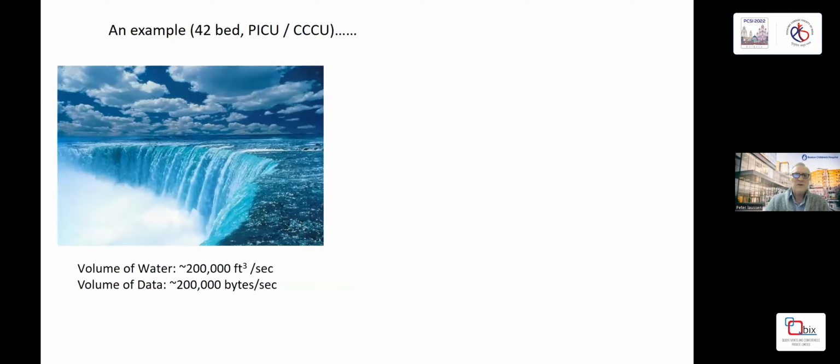How much do we collect in terms of waveforms in the predictive sense? Well, this is data taken out of Sick Kids, where I was fortunate to work for 8 years running the Department of Critical Care. And I call it a Niagara Falls of data occurring in the 42-bed intensive care unit there. Over Niagara Falls, it's 200,000 cubic feet per second of water. We're collecting data at around 200,000 bytes per second at Sick Kids.